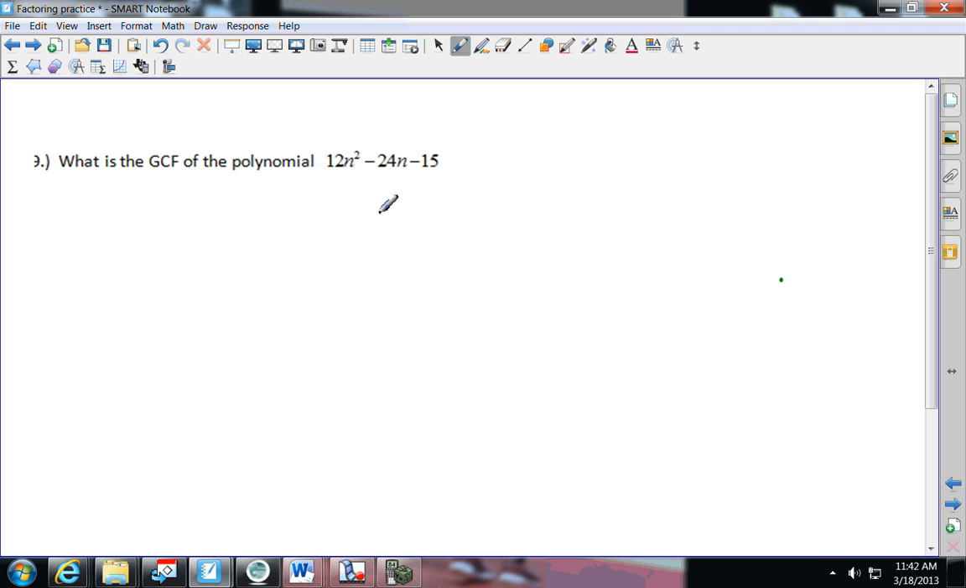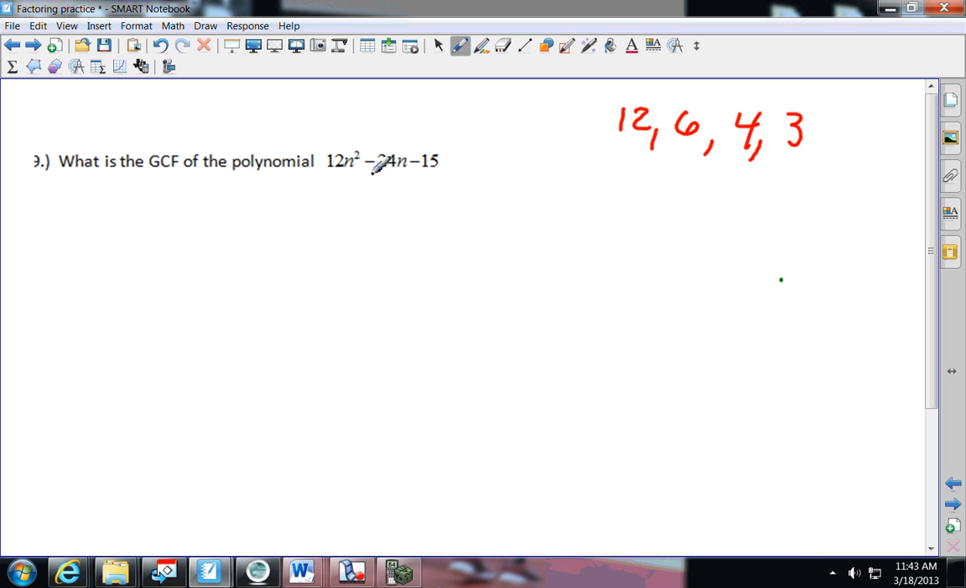What's another big number that goes into 12? What's the next biggest number? 6. Does 6 go into 24? Does 6 go into 15? No. Oh, that stinks. Okay. No 12, no 6. Well, 4 is the next one, but 4 doesn't go into what? 4 doesn't go into 15. So the next one that goes into 12 is 3.